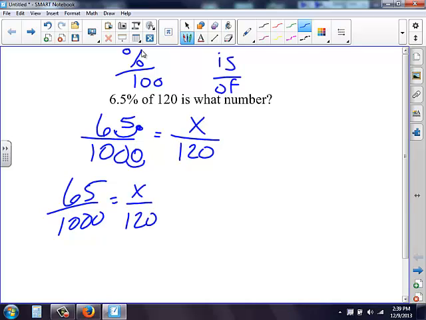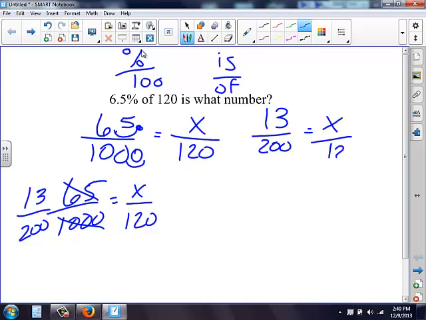Now I have some big numbers, so I'm going to simplify first. 5 goes into 65 13 times. 5 goes into 1,000 200 times. So now I have 13 over 200 equals x over 120. Now I'm going to cross multiply, so I get 200x equals 13 times 120.